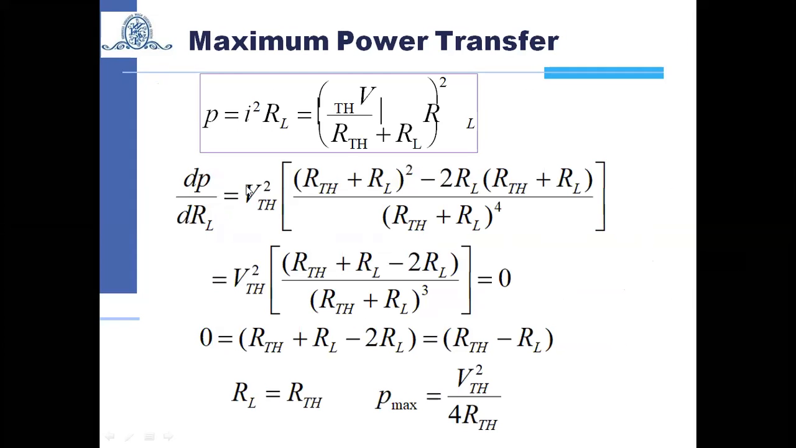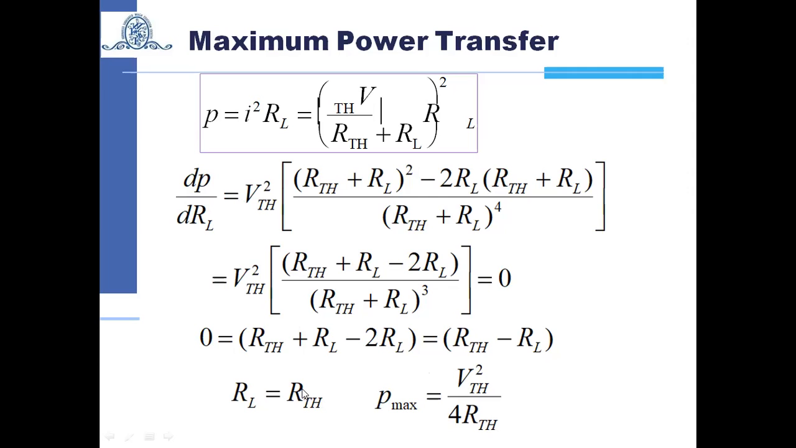If you take the derivative of power with respect to the load resistance, you can calculate this equation in the form of U by V. The derivative of U by V is (V times the derivative of U minus U times the derivative of V) upon V square. If you write it like this, you will get dP by dRL equal to zero when RL equals RTH.